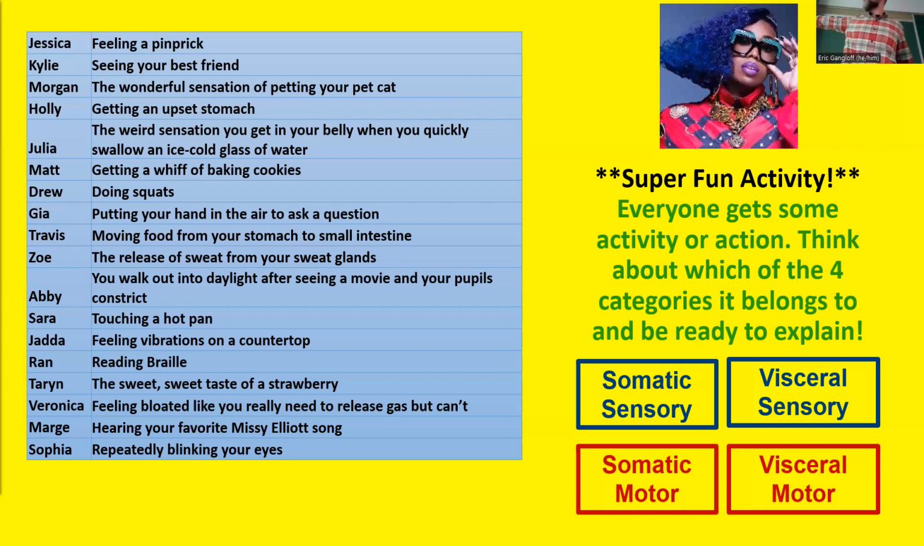I will ask a question about this on your ticket out today. So just take a note of which of these activities you had and which category it fell into. Holly, go ahead. Can you explain the difference between somatic and visceral again? Because I'm not grasping that.